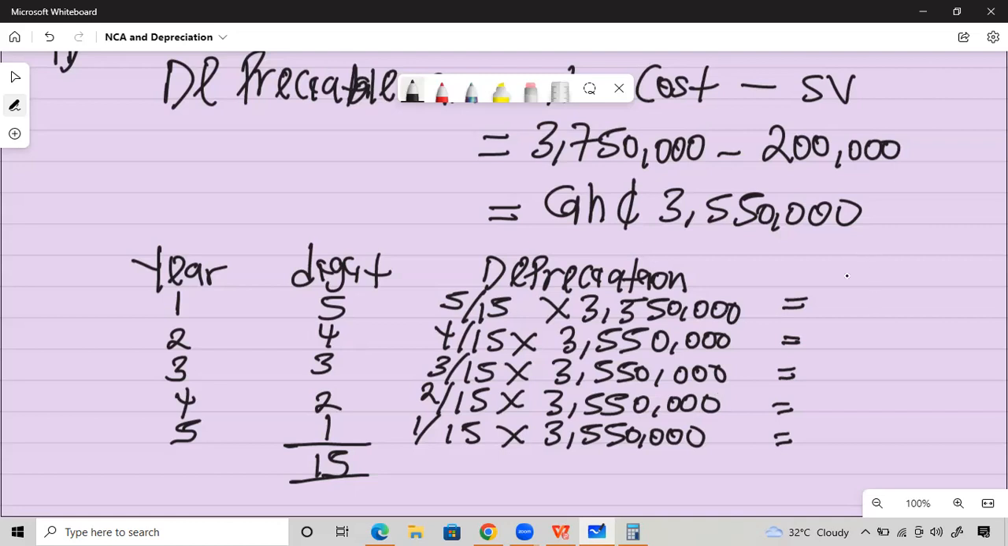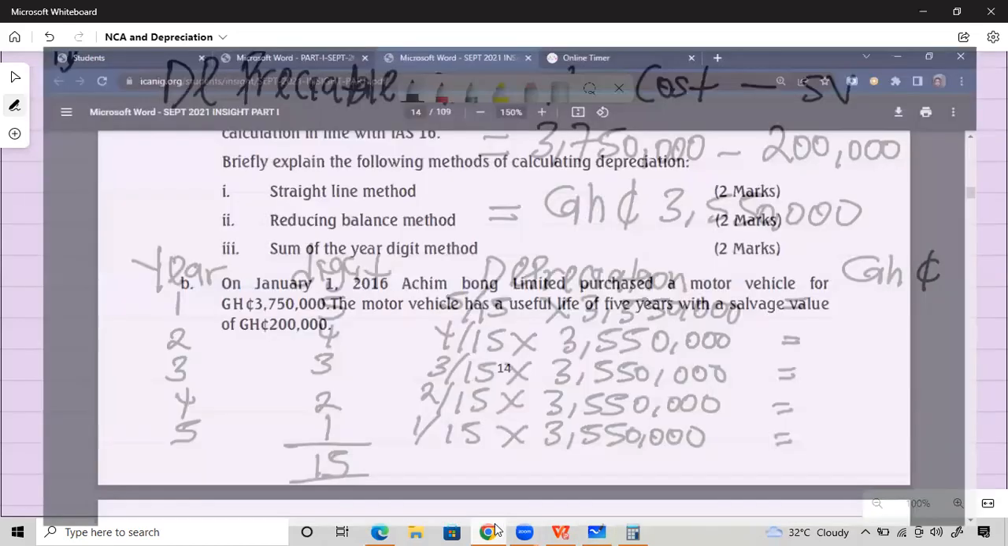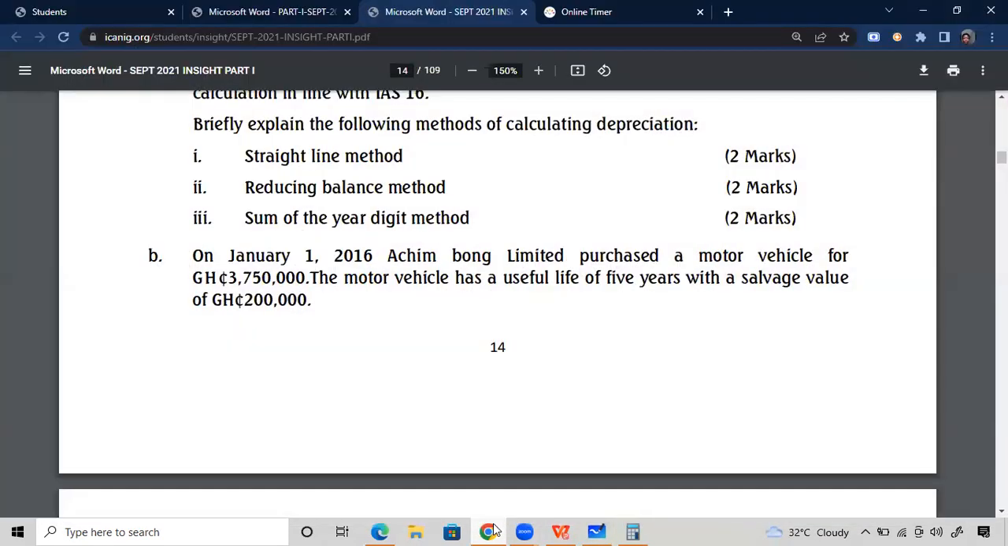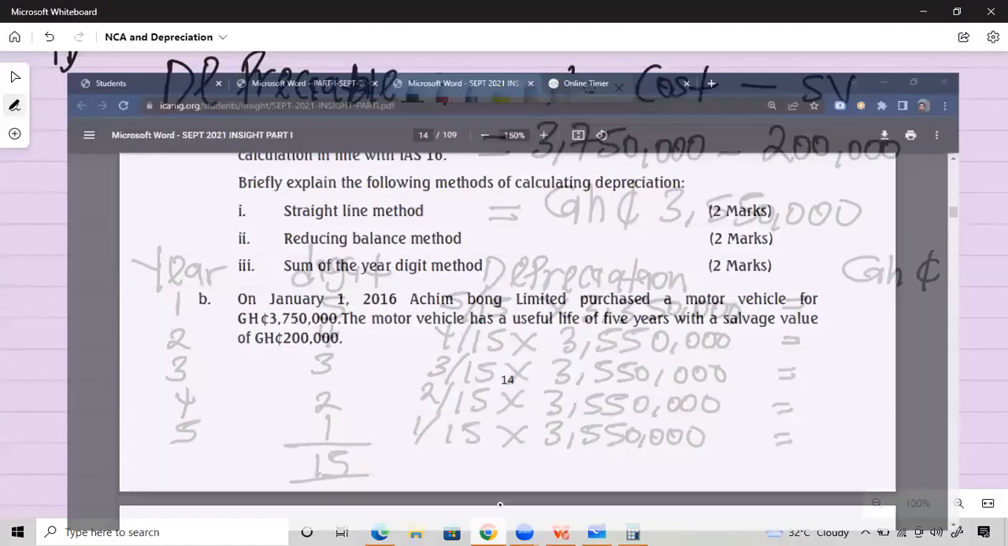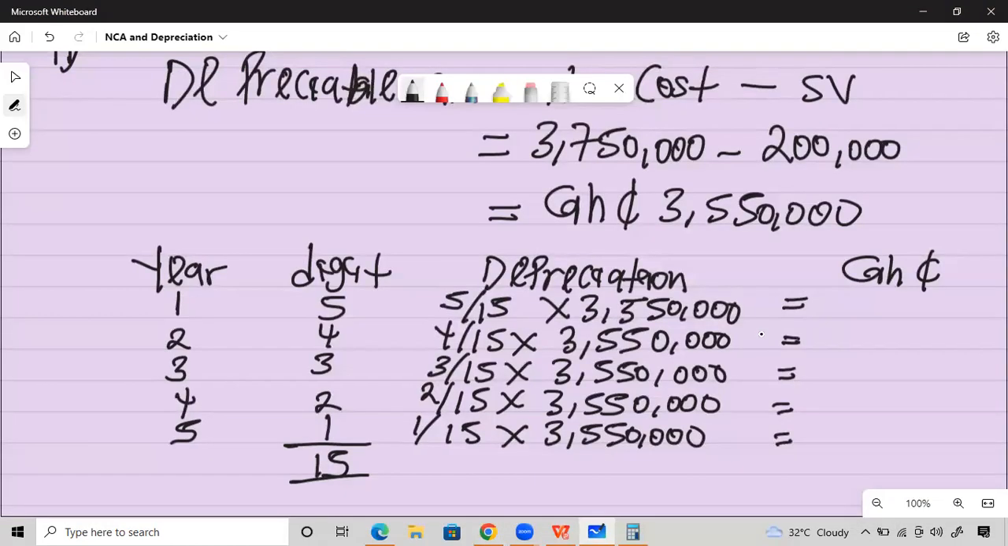You cannot put the unit of measurement. Please always follow the currency that is given to you in the exam. It's not always going to be Nigerian all the time, because this exam is West Africa. So this one is given in Ghana cedis, so we represent it in Ghana cedis. Okay, so that is that.